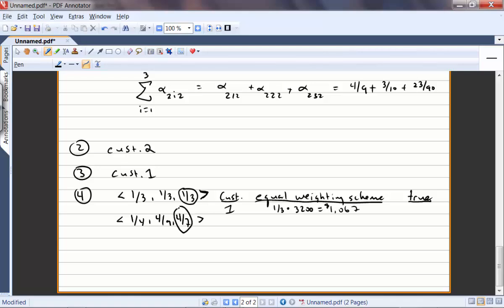So for the mixed cost, customer 1 should get, we gave them 1/3 of it, but they should get 4/7 times 3,200. And if you do that, you'll get 4/7 times 3,200, sorry, not divided by, 1,829.